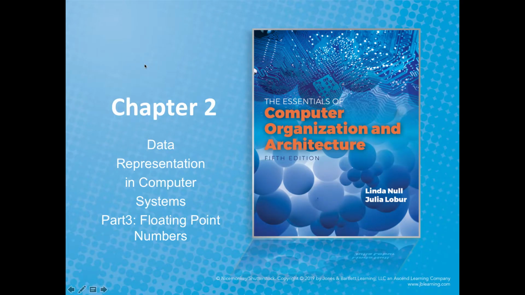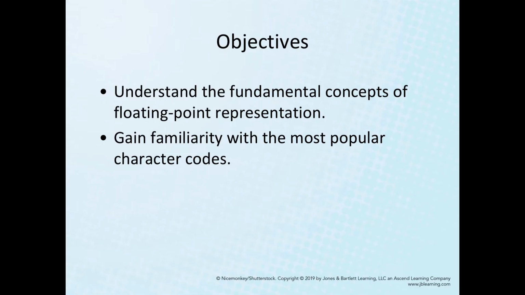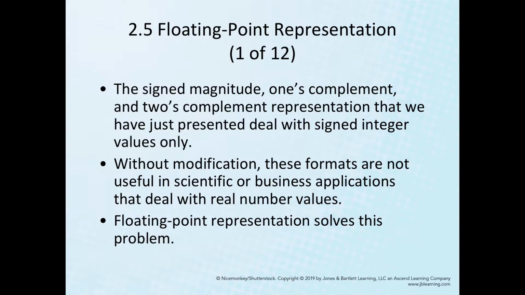So let's study how to represent floating point numbers in a computing system. A floating point number is the representation of a real number. A real number means a value with a fraction part. So far we have studied signed magnitude, one's complement, two's complement, and excess-M notation for signed integers. But without modification, these formats are not practical for representing a value with a fraction part, a real number. And in a computing system, the real number in math is represented by floating point representation.